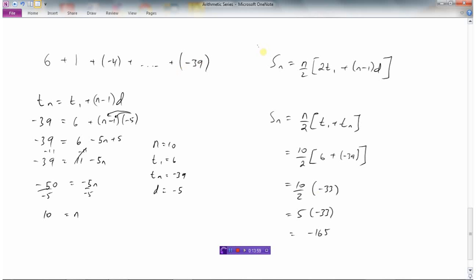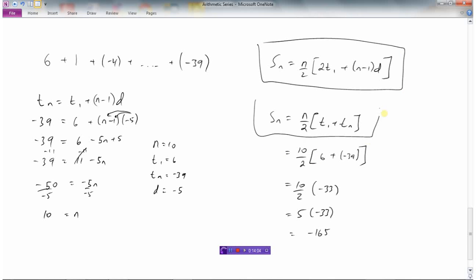So these are the two formulas, and you can use either one depending on the information that you are given. But keep in mind that you may also need to use this formula to find some of the information you need to use the equations.